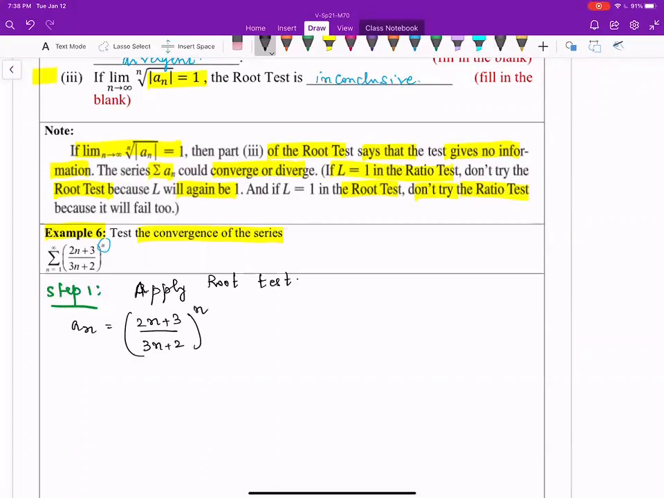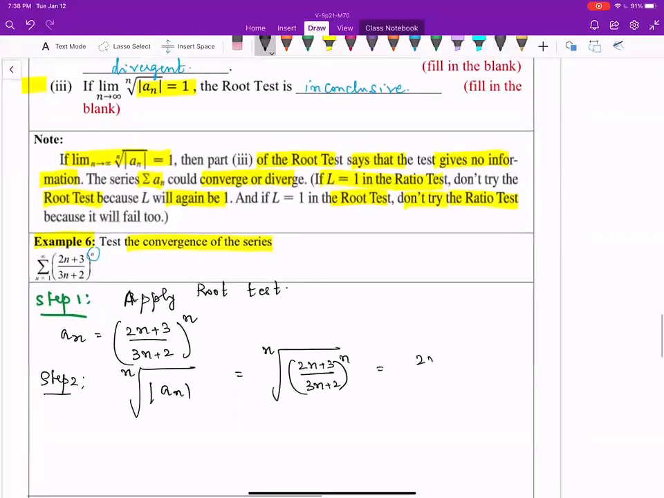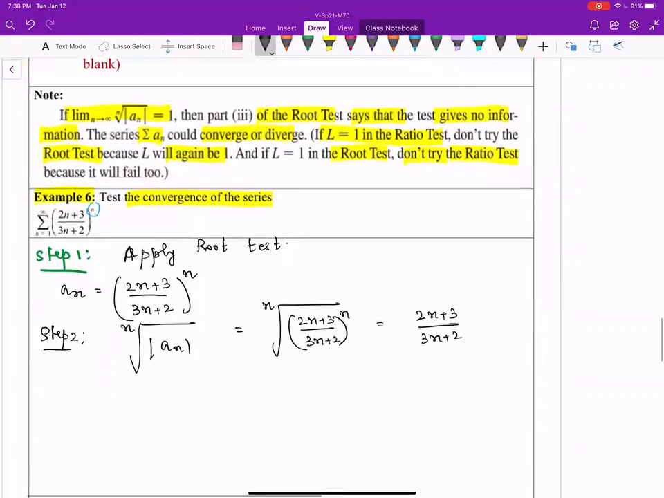Then you are going to take the nth root of absolute an. Here it looks like everything is positive, so the absolute value sign really doesn't make any difference in this problem. So it is (2n plus 3 divided by 3n plus 2) to the power of n. The nth root and nth power get cancelled out, so you get 2n plus 3 over 3n plus 2.